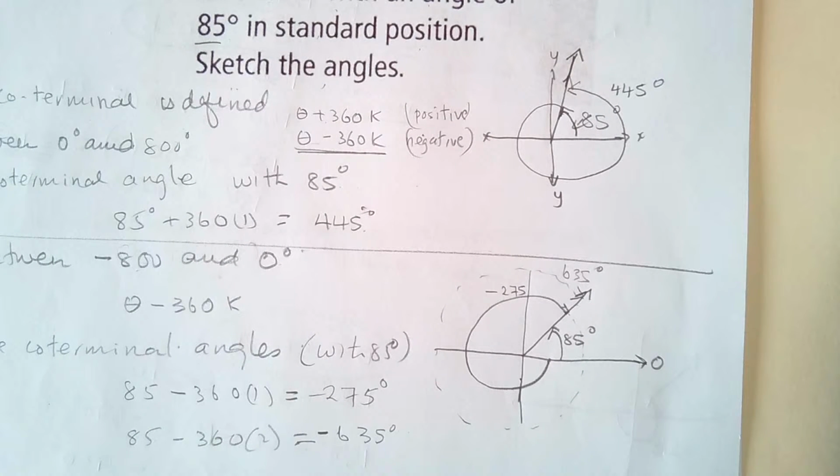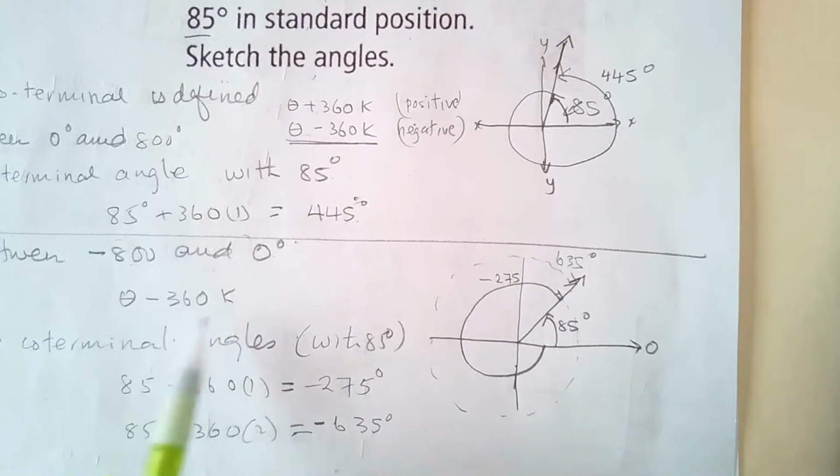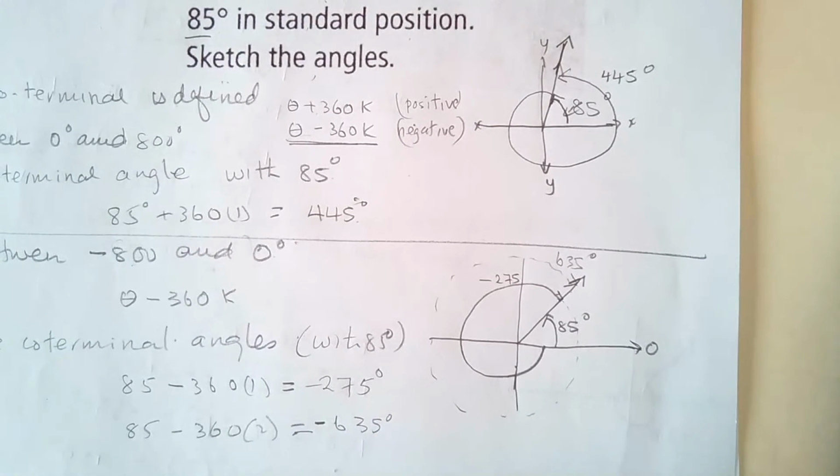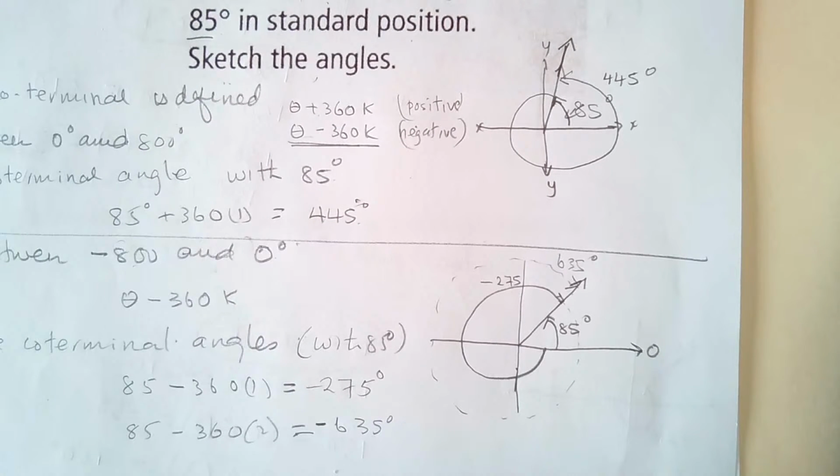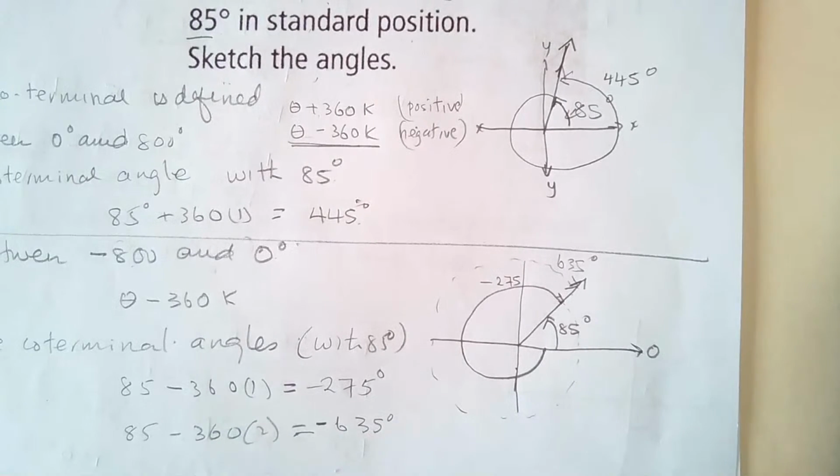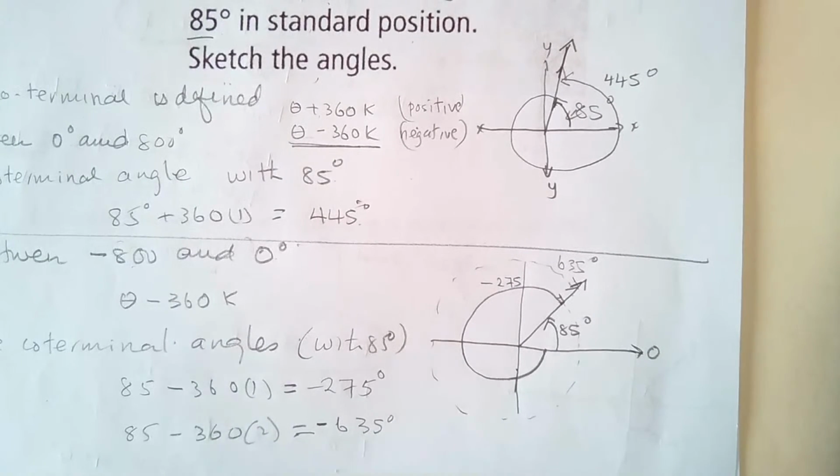So we can conclude a part of this. Our general equation for this here would be 85 plus 360 degrees times k, where k is an element of the integers.